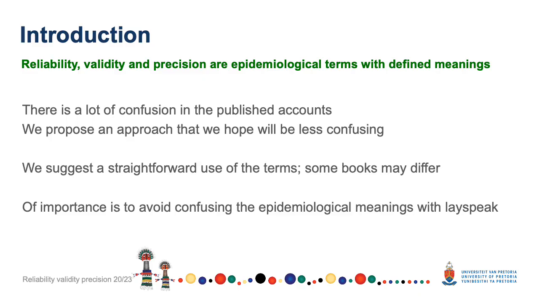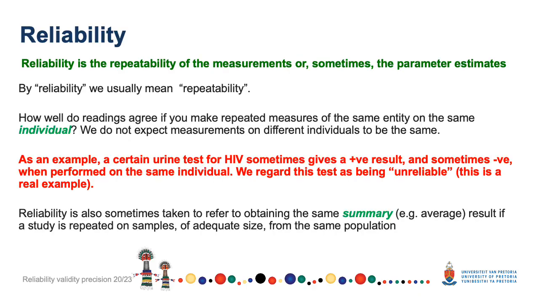In this video, we're hopefully going to get a very clear-cut and less confusing explanation of what these terms are all about in epidemiology. The first of these terms that we're going to deal with is reliability. Reliability is another word for repeatability of the measurements.